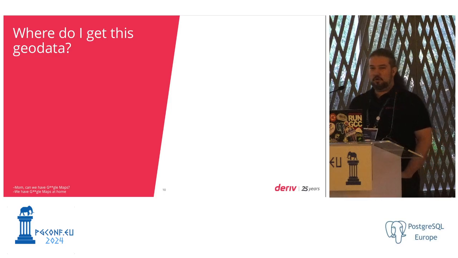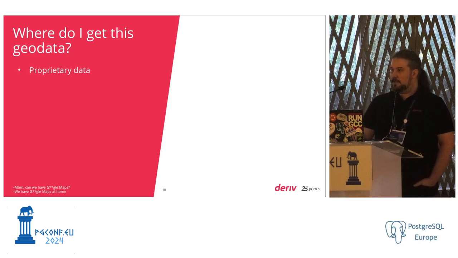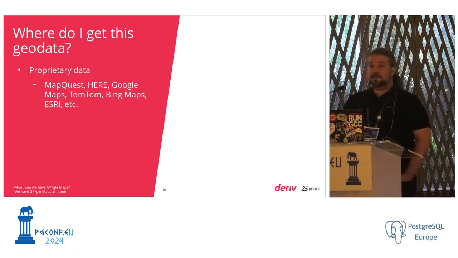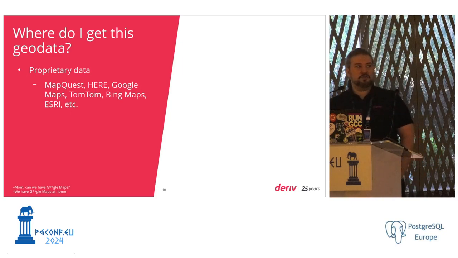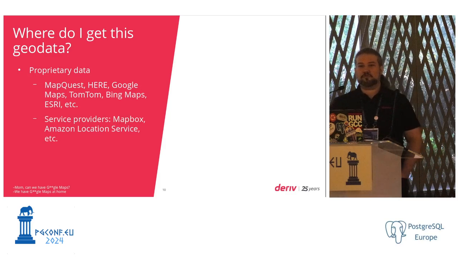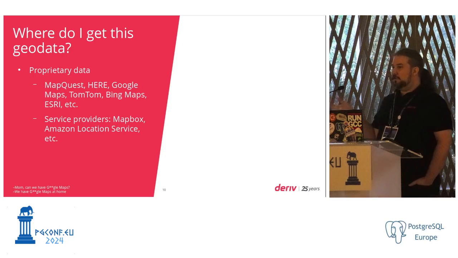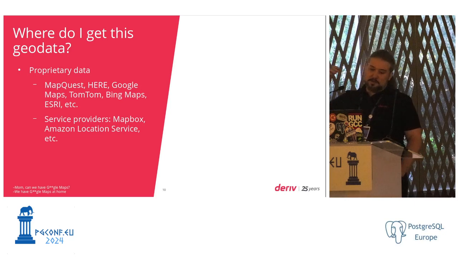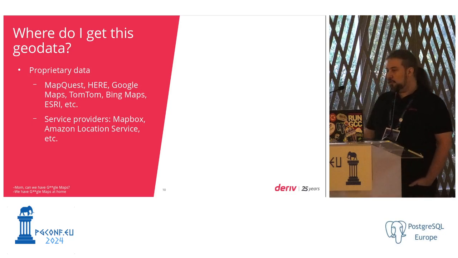Now, in order to obtain this geodata, you either have to buy it because it's proprietary, and proprietary geodata providers traditionally have been MapQuest here, Google Maps, TomTom, Bing Maps, Esri, etc. Coincidentally, these are the founders of the Open Geospatial Consortium. Also some service providers. So instead of purchasing the data directly, you can access it from their APIs, like Mapbox, which is a very old one. They started when the World Wide Web started, Amazon Location Services, and so on.